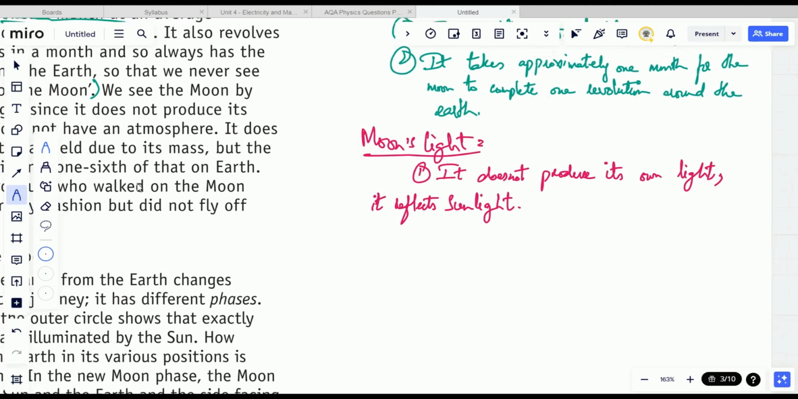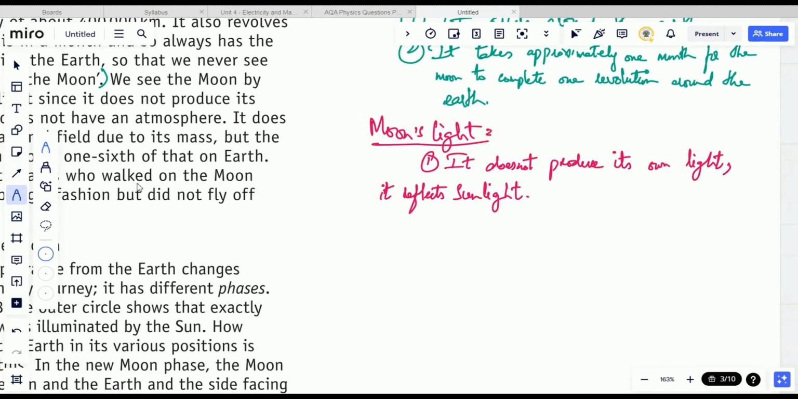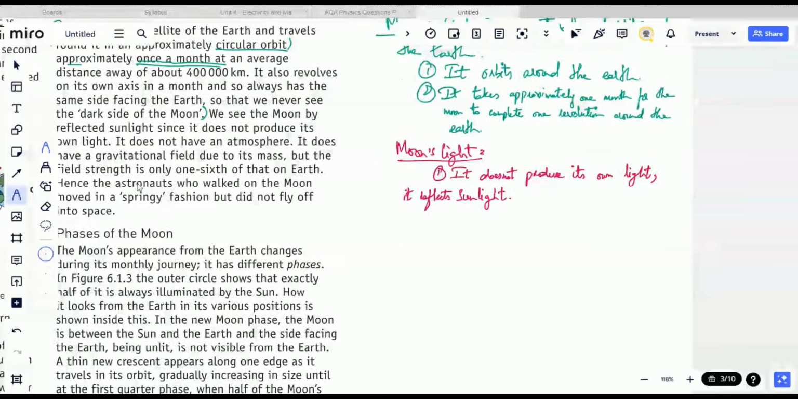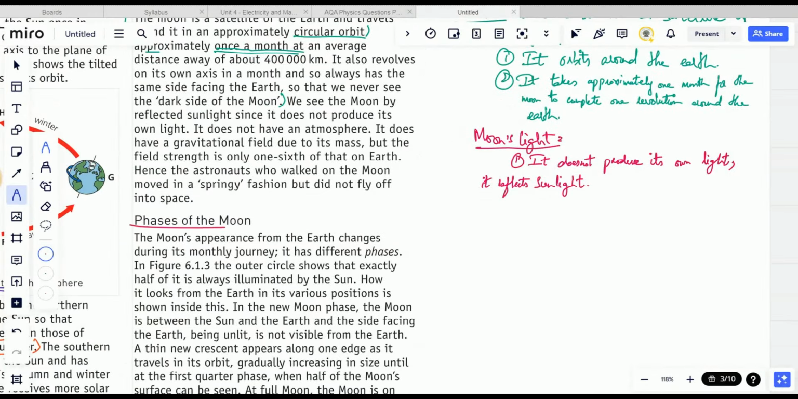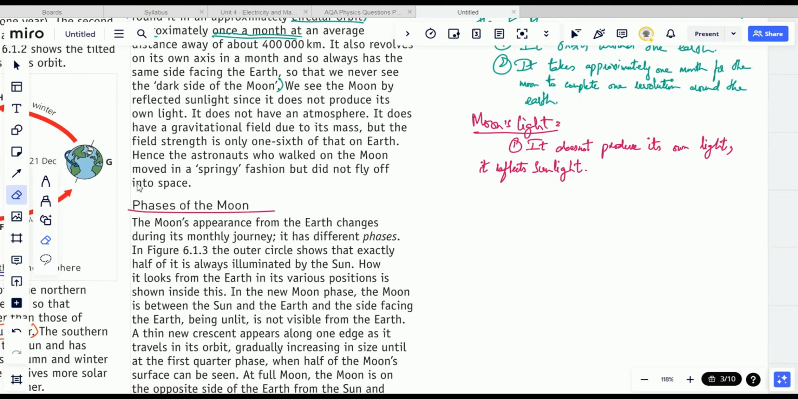Now, how do we know that the moon is revolving around the Earth? We get to know about it by the phases of the moon. Have you seen the moon? We get a full moon, then we see it changing its shape like this and this, right? These are the phases of the moon which tell us that it is revolving around the Earth.